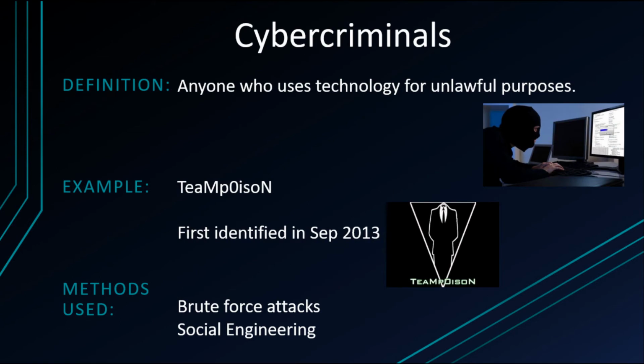Next, let's move on to cyber criminals. A definition of a cyber criminal is anyone who uses technology for unlawful purposes. An example is Team Poison, first identified in September of 2013. Their favorite methods used: brute force attacks and social engineering.